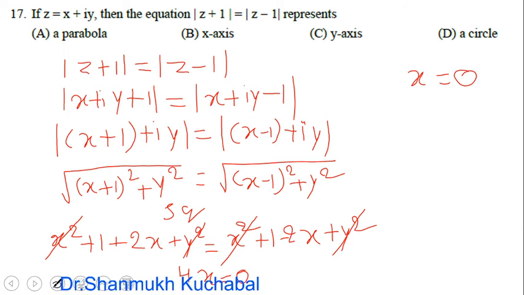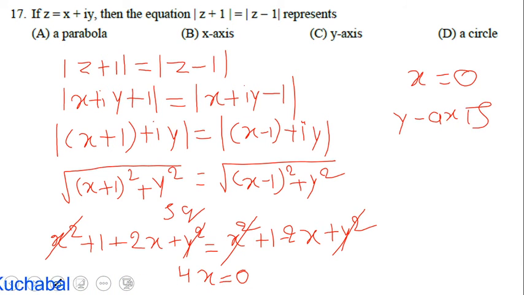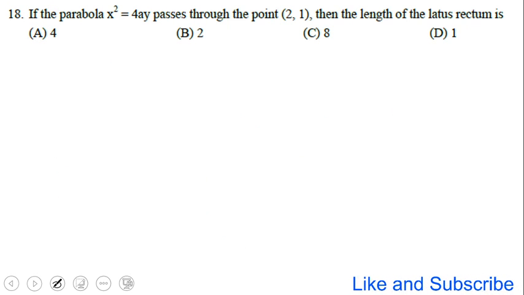So x equal to 0 represents the y axis. Remember, x equal to 0 represents the y axis. Therefore option C is the right answer here. Okay, we'll move to the last example, today's last example.